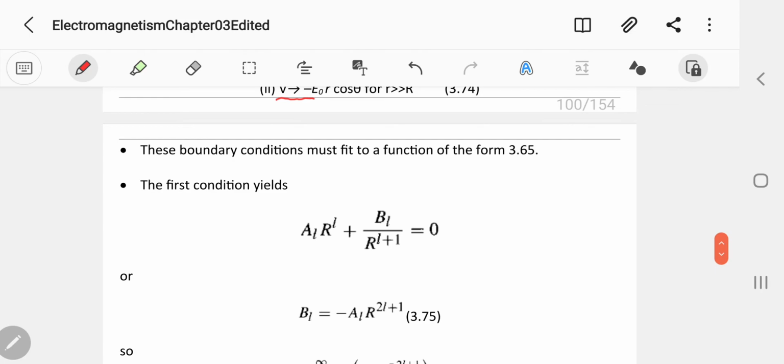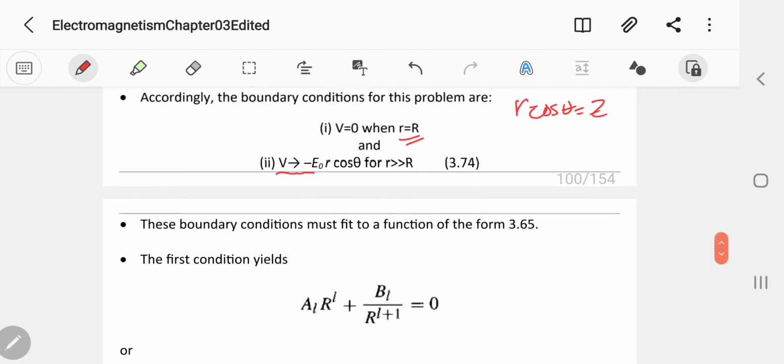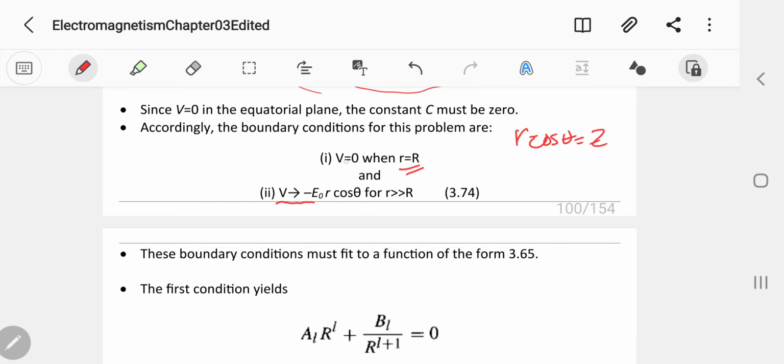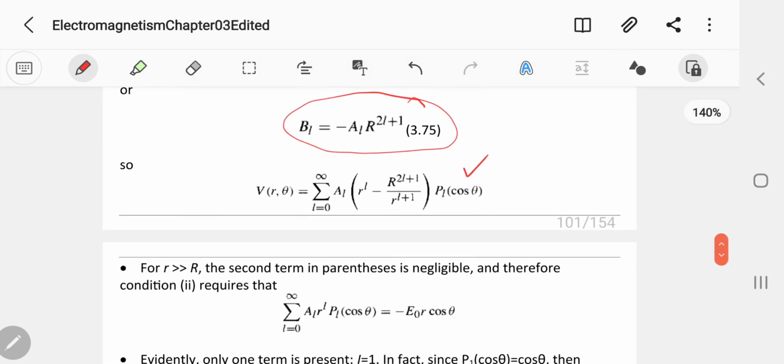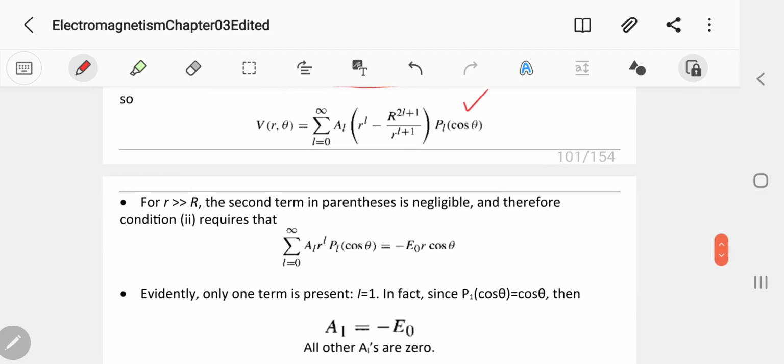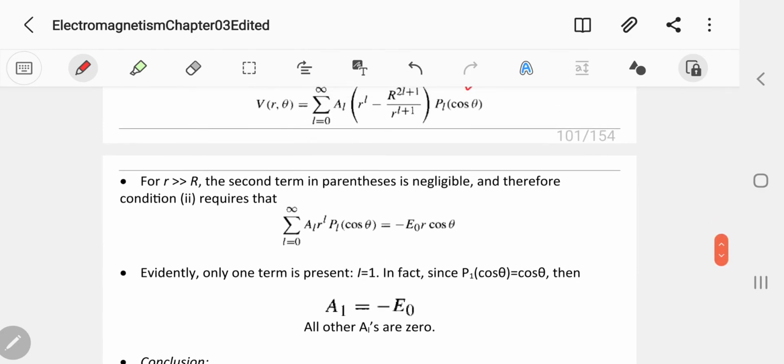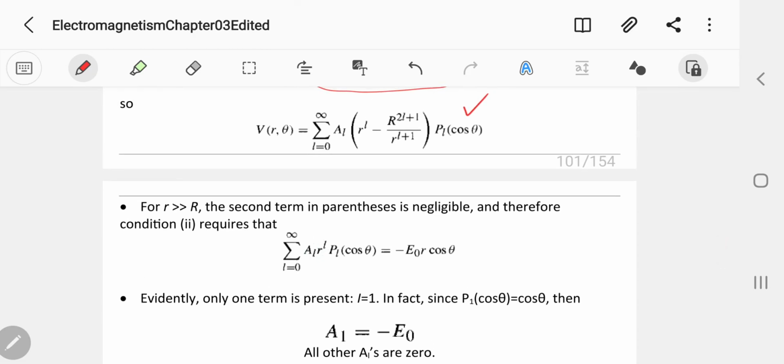So the first condition yields that V is 0 when r is equal to R. So when the r here becomes R, this is equal to 0. So we can say that BL is equal to negative AL R to the 2L plus 1. So we can write the potential to be this. And for r greater than R, the summation, the potential, B is of course equal to 0. And so you will have this to be equal to that.